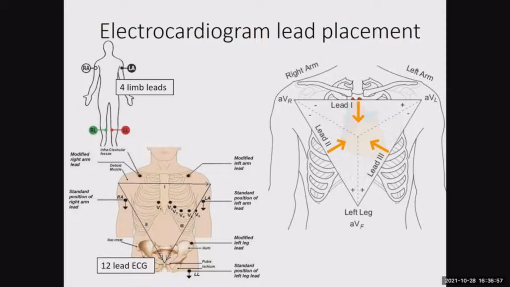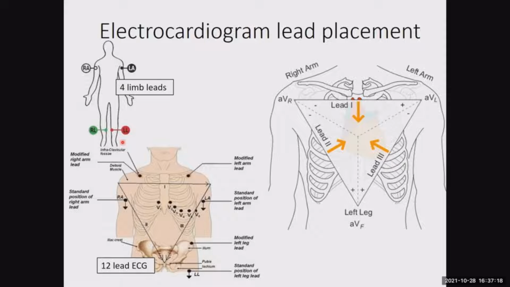And so what I've got on here are just a couple diagrams showing different ways in which we can take measurements using the electrocardiogram. Now, a very simple way is to use 4 leads located on the limbs. So, leads on the left arm, the right arm, the right leg, and the left leg.